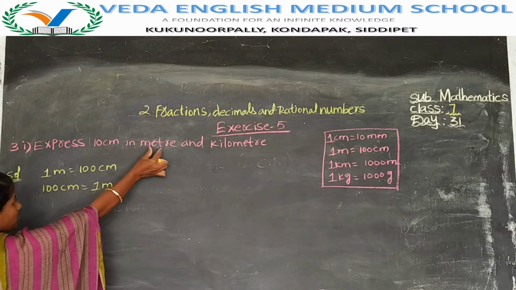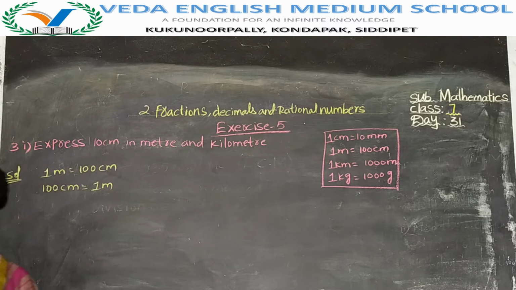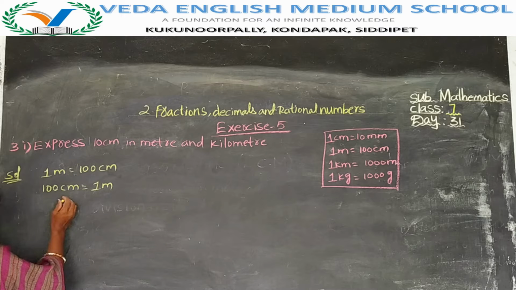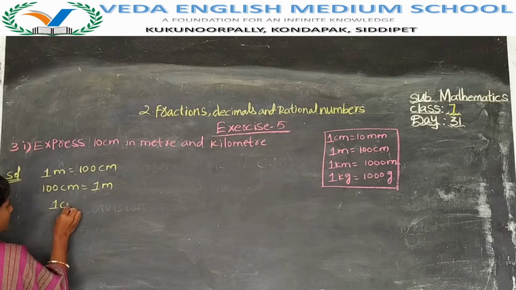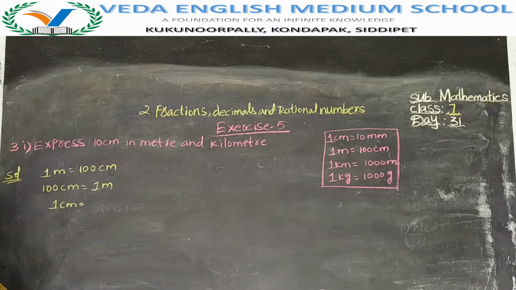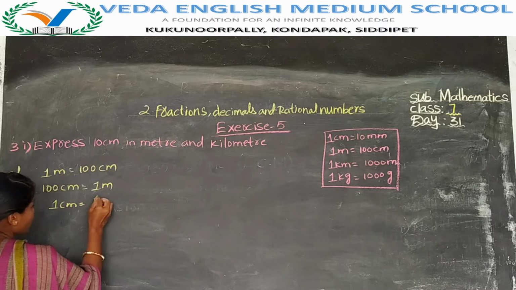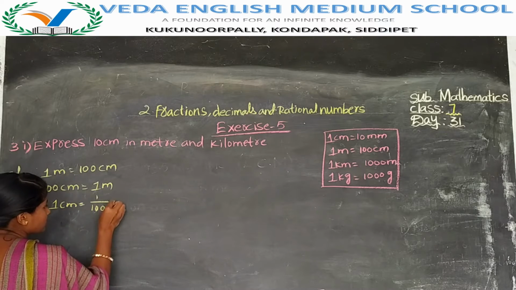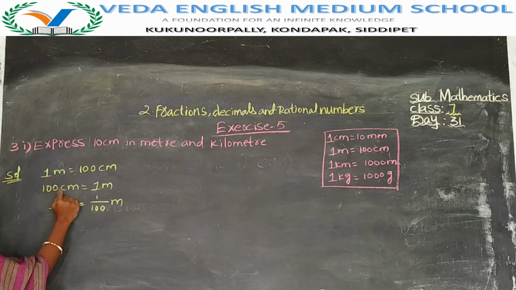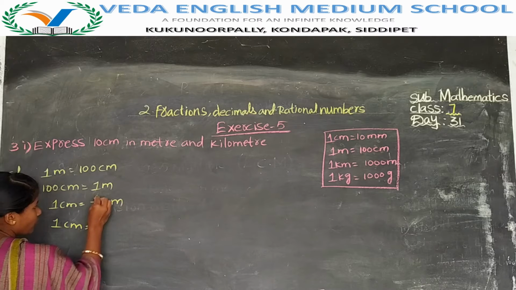Now we have to convert the centimeters into meters. First of all, we have to find what 1 centimeter is equal to in meters. So 1 centimeter is equal to 1 by 100 meters. If it comes to this side, then it becomes division. 1 centimeter is equal to 1 by 100 meters.